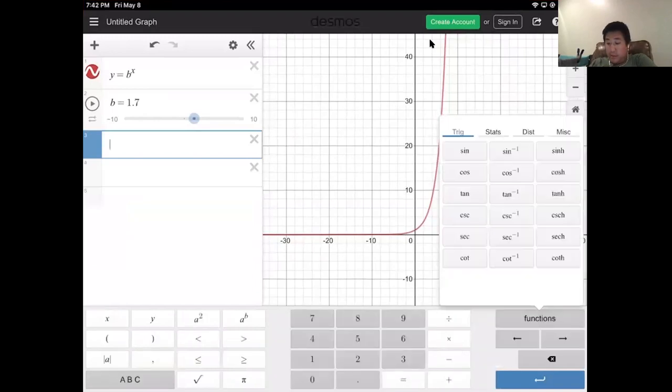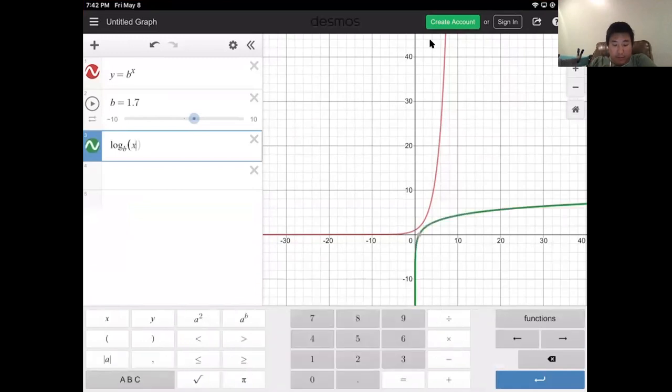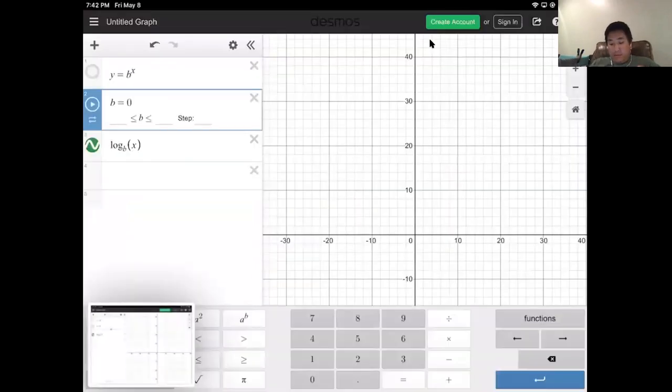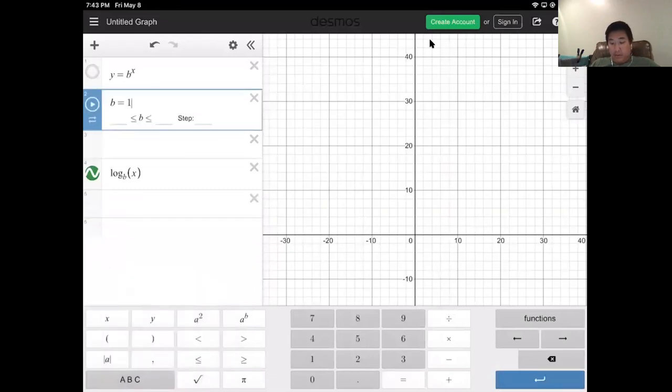I graph the log functions. Log base b of x. Mirror image. So hide this. Put it at 0. No graph. Put it at 1. B is equal to 1. No graph.